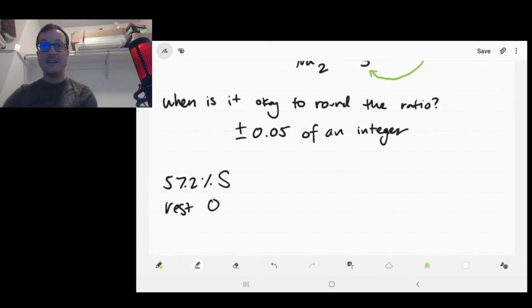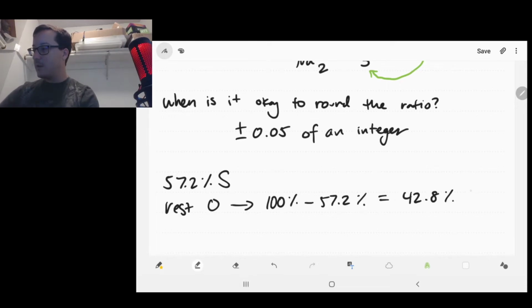If 57% of the compound is sulfur, well, the oxygen would just be 100% minus that, right? Which would give us 42.8% oxygen, right? Since they have to add up to 100%. So there we go. Done that bit.